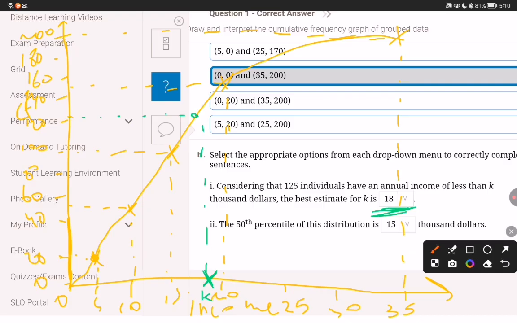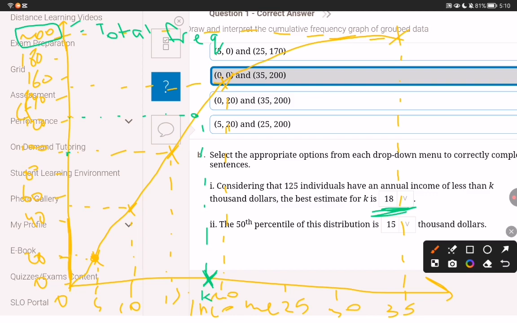Okay? Now the 50th percentile of this distribution. Percentile is just percent, so they want to find 50%. Basically they mean 50% of the frequency, or of the total frequency. And usually the highest value in the cumulative frequency is equal to the total frequency. So you're going to take the highest value of the cumulative frequency, and then you're going to find 50%, which is 100. So 100 is over here.